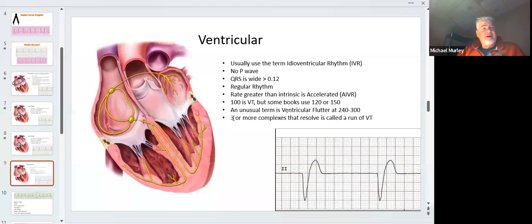Also, just so you're aware, if you have a 3-beat run or a 4-beat run or anything greater than 3 complexes stacked on each other, that's called a run of VTAC, or sometimes you'll hear people call it a salvo of VTAC. Sometimes patients will throw an R on T PVC, and you'll learn what that is, and then they'll go into a 3 to 5 beat run of VTAC. And it's just enough to scare you to death. Like, oh my God, the patient's going into VTAC, and then they come out of it and you're like, whoa, oh my God, I gotta do something about that.